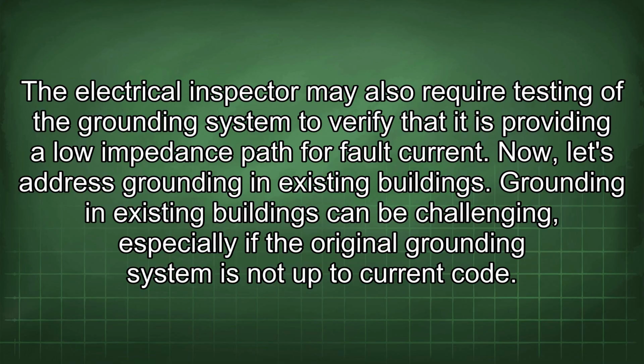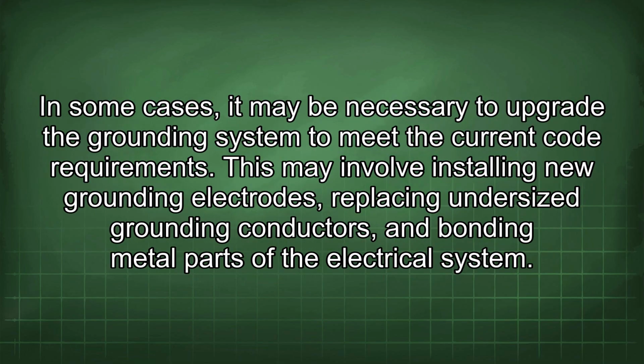Now, let's address grounding in existing buildings. Grounding in existing buildings can be challenging, especially if the original grounding system is not up to current code. In some cases, it may be necessary to upgrade the grounding system to meet the current code requirements. This may involve installing new grounding electrodes, replacing undersized grounding conductors, and bonding metal parts of the electrical system.